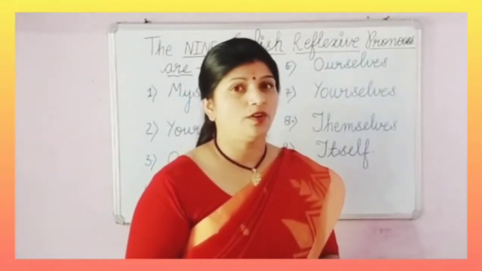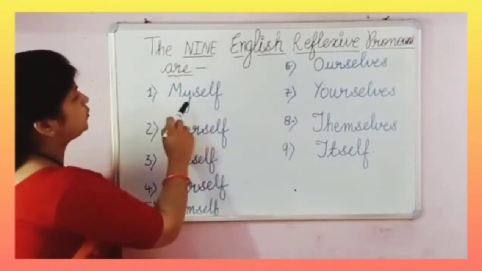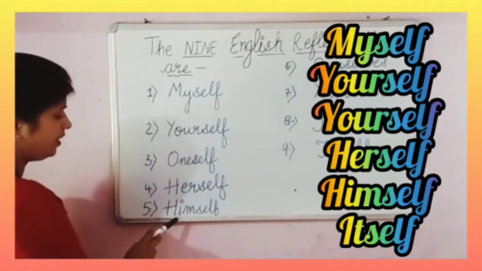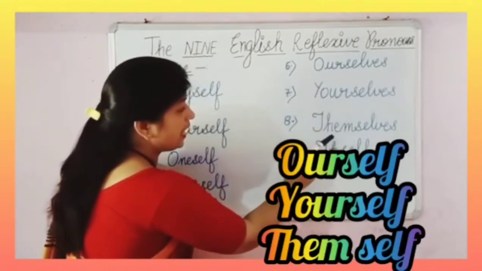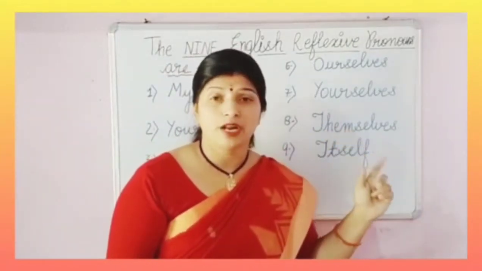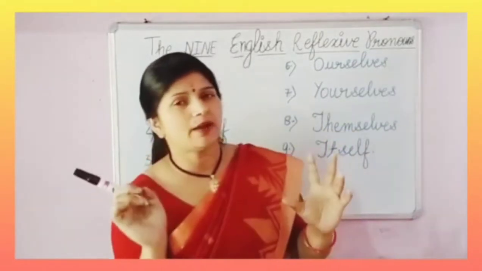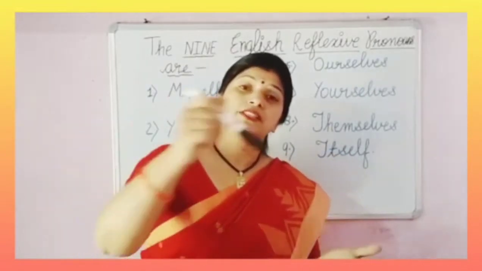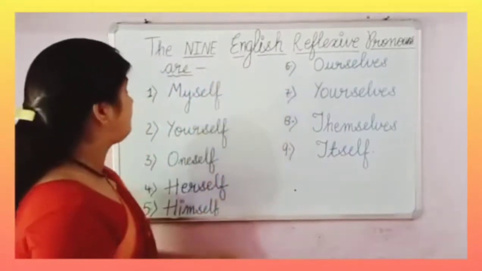My dear students, you know, there are a total of 9 reflexive pronouns in English. That are: myself, yourself, oneself, herself, himself, itself, ourselves, yourselves, and themselves. And you know, my dear children, all these reflexive pronouns are used in the place of object, not in the place of subject. Kabhi bhi subject ki place mein, starting mein, ourself, yourself nahi aata. It always comes at the last, that means in the object place.